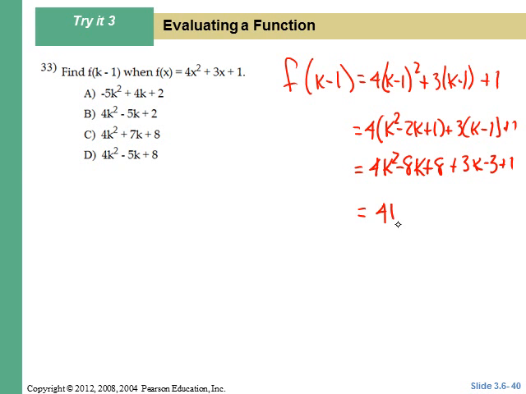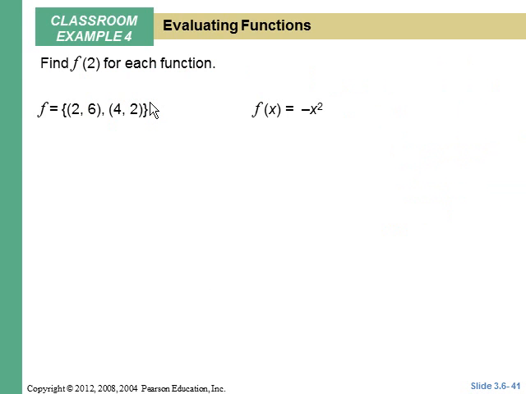So we get 4k squared. Combine these two, you get minus 5k. Combine these two plus, oh, this should be 4, excuse me, not 8. Plus 5. No, that's not one of the choices. Oh, this is minus 3. So 4 minus 3 is 1, plus 1 is 2. So 4k squared minus 5k plus 2. Okay.